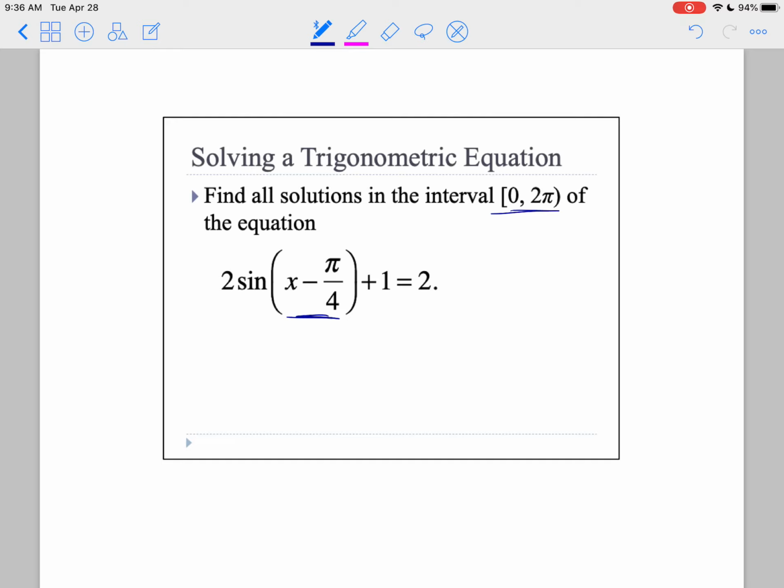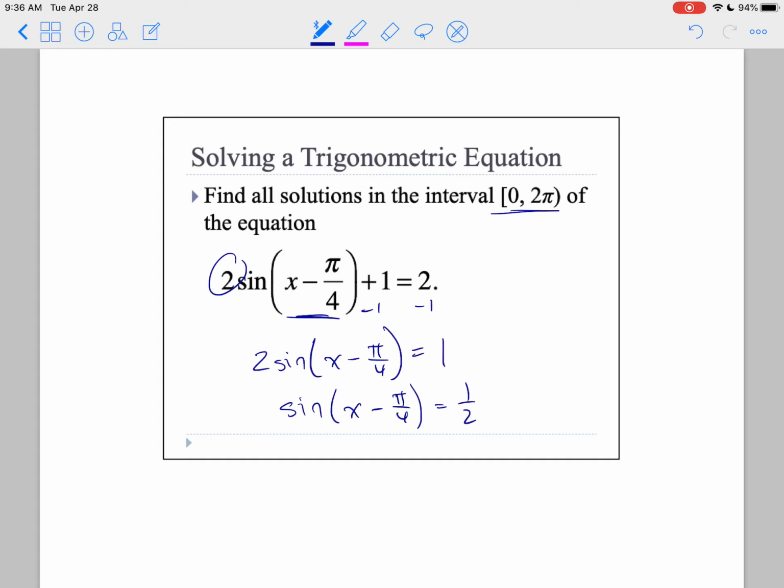And in the next example, we're actually going to use the same idea that we used in the last example where we found all the solutions to help us figure out which ones are in the interval that we're talking about. So in this problem, first I want to get sine by itself. So I'm going to subtract 1 from both sides. So I have 2 sine of x minus pi over 4 equals 1. And then I'm going to divide by 2. And so we have sine of x minus pi over 4 equals 1/2.